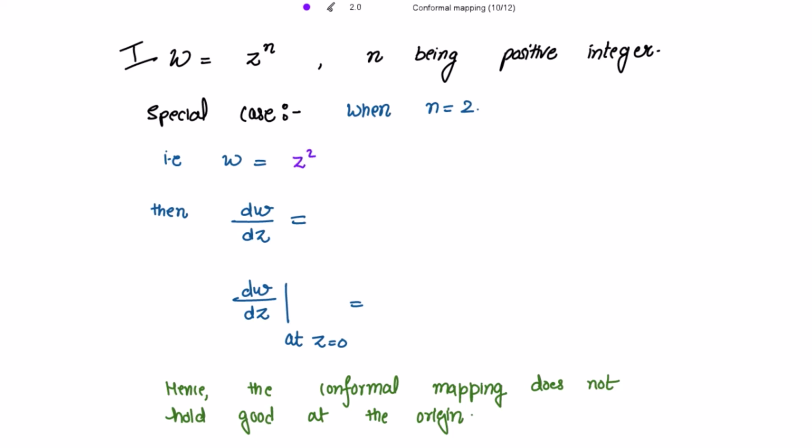So now let's take the derivative of w with respect to z to check whether the conformal property holds or not at z equal to 0, right? So what is the derivative of w with respect to z? It is 2z, right? And this derivative at z equal to 0 is 0, that means the conformal property does not hold at z equal to 0, right? So hence the conformal mapping does not hold good at the origin.